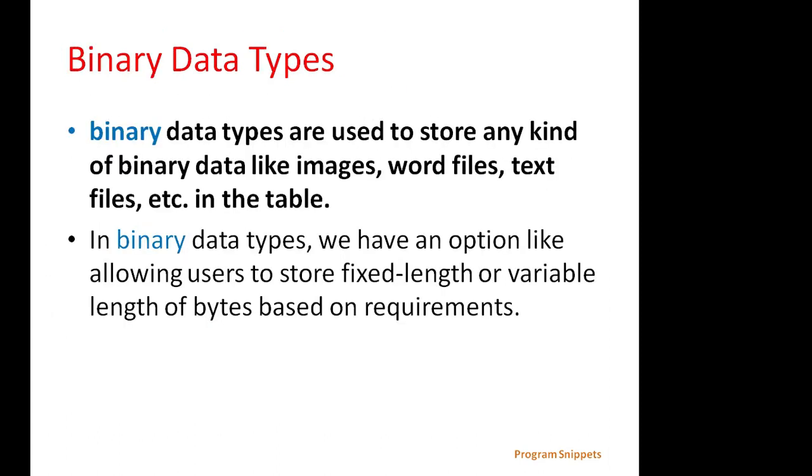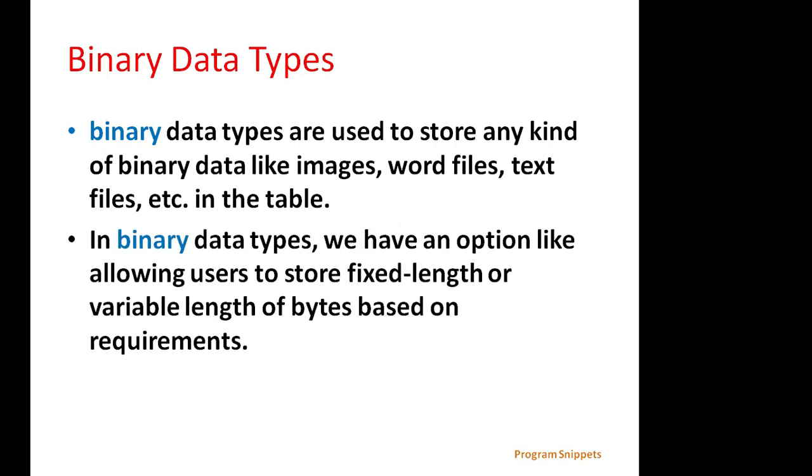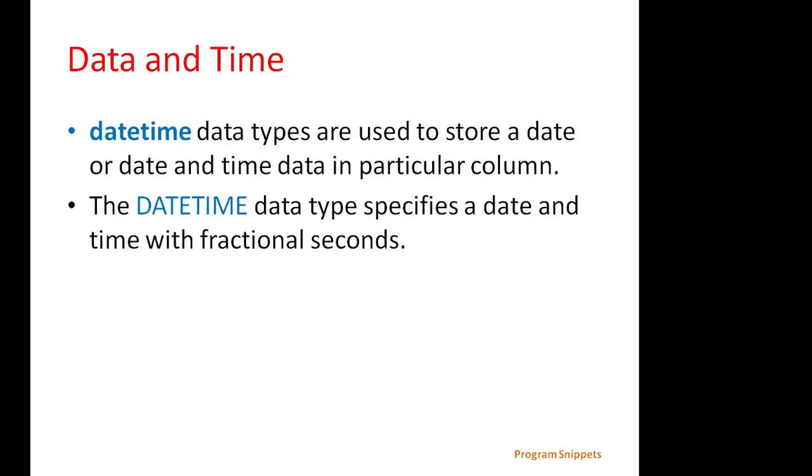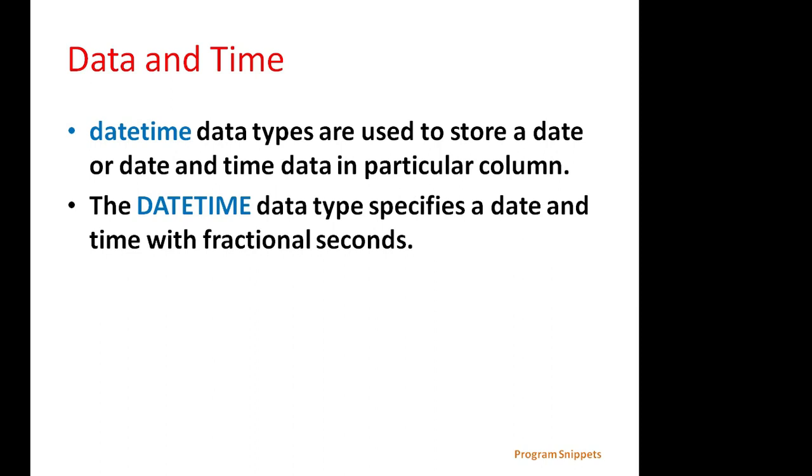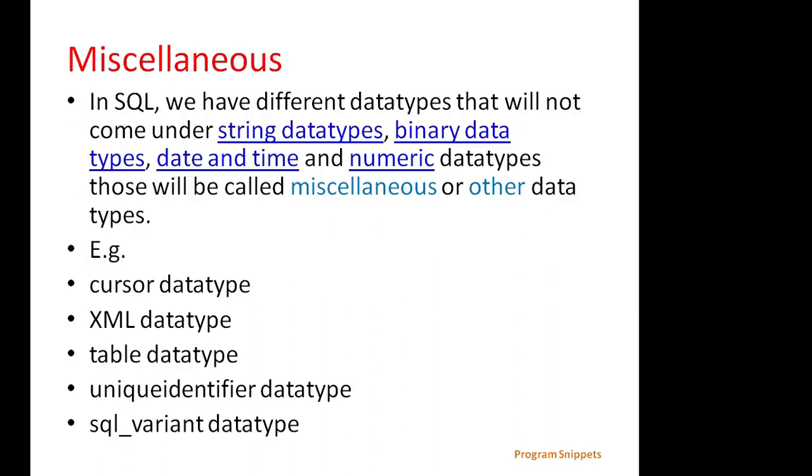Binary data types are used to store any kind of binary data like images, word files, text files, etc. In binary data types, we have an option allowing users to store fixed length or variable length of bytes based on the requirements. Date and time data types are used to store a date or date and time data in a particular column. The datetime data type specifies a date and time with fractional seconds.